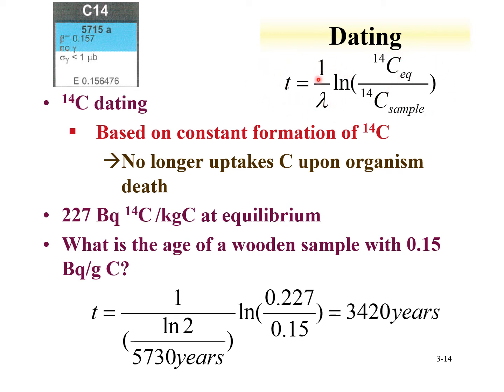And what's the age? There's a wooden sample that's been found. It now has 0.15 becquerel per gram. The equilibrium value is 227 becquerel per kilogram, so we need to make it per gram, so it's 0.227 becquerel per gram. Let's rearrange these equations, and we get the natural log of 0.227 divided by 0.15, and we get 3,420 years. Carbon-14, with a 5,000 year half-life, is reasonable for doing carbon dating on that order, so thousands of years.